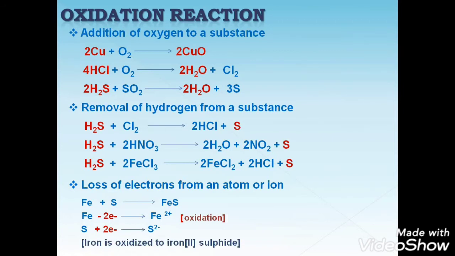So iron here is oxidized to iron 2 sulfide. That means the oxidized product is iron 2 sulfide. In the same way here, in all these three cases, the oxidized product is sulfur. I hope you understood these three characteristics.